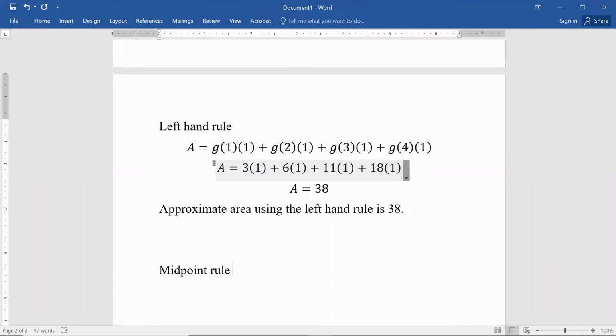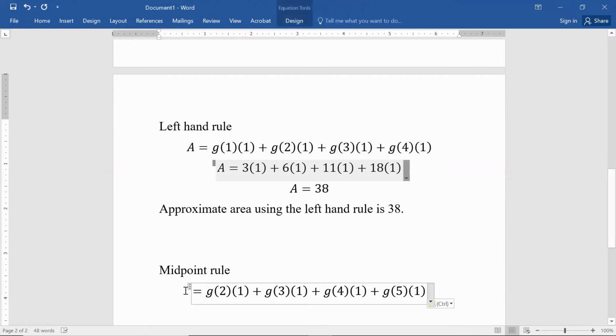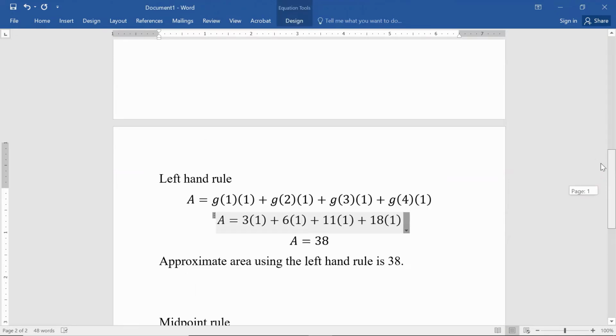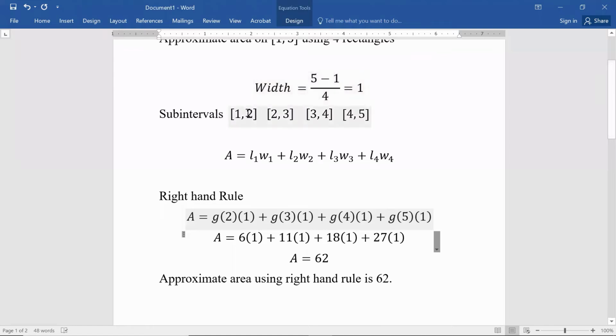Let's calculate the approximate area using the midpoint rule. If we go to our first subinterval and look for the midpoint, it should be pretty clear that the midpoint is 1.5. In our second subinterval, the midpoint is 2.5. In our third, it's 3.5. And in our fourth, it's 4.5.